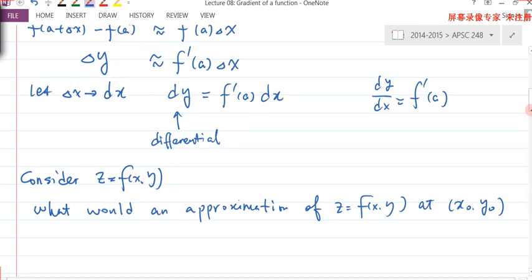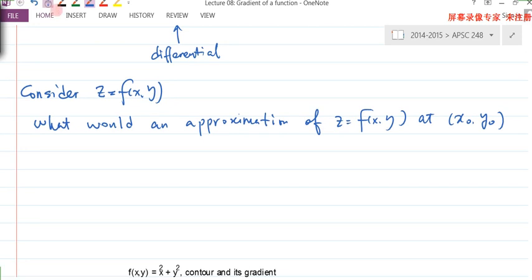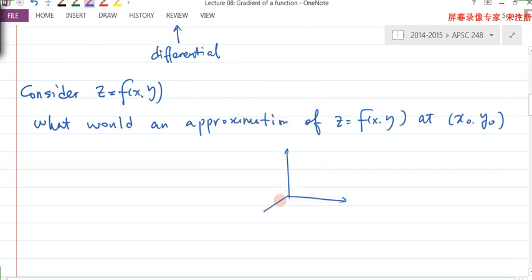So that's basically a similar concept to what we just finished for a straight line. You have a surface, and this is a point x naught, y naught, and that's the corresponding point on the surface. How do we approximate the change along the surface as you have a change around this point x naught, y naught? That's what we mean by approximation.